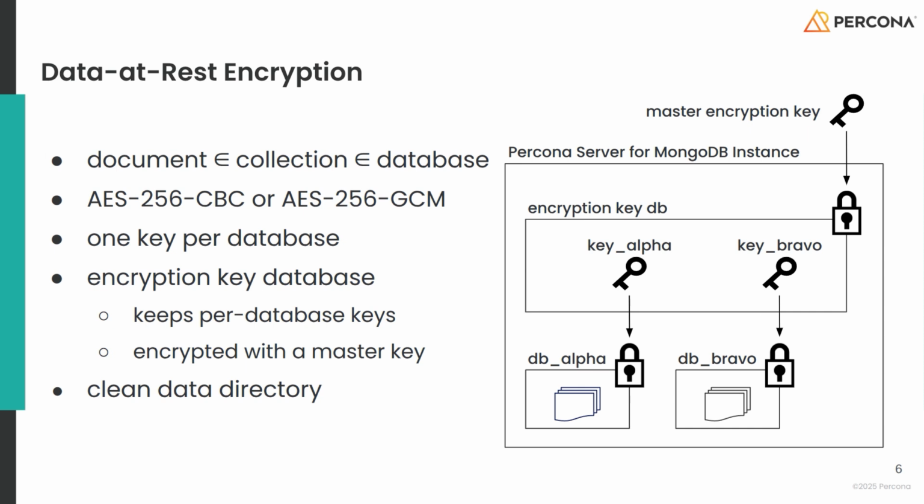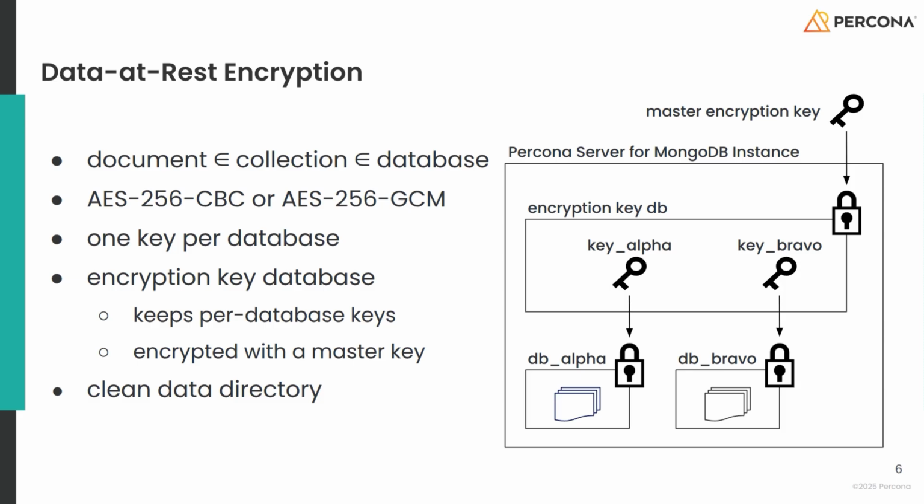Let's look at how data encryption works. First, I'd like to remind you that Percona Server for MongoDB keeps user data in the form of documents organized into collections, which in turn are organized into databases. When Percona Server for MongoDB creates a new database, it also generates a cryptographically random symmetric key for that database. On disk, a database is mapped to a number of files, one per each collection or index.